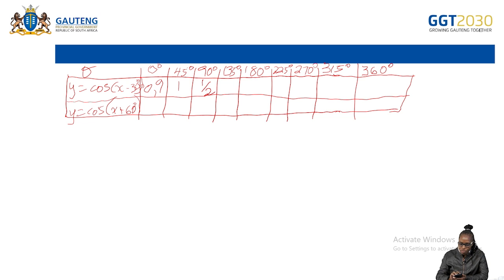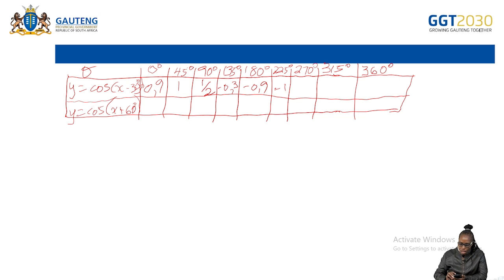When it is 135, what is my value? Negative 0.3, it is dropping. You can use your calculator with me so that you can see what I am calculating here. When my x is 180, what is my y? Because I want the y value. My y is negative 0.9, I round up. When my x is 225, my y will be negative 1. Remember, I said it's dropping.